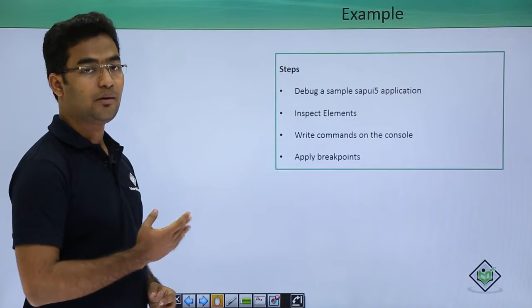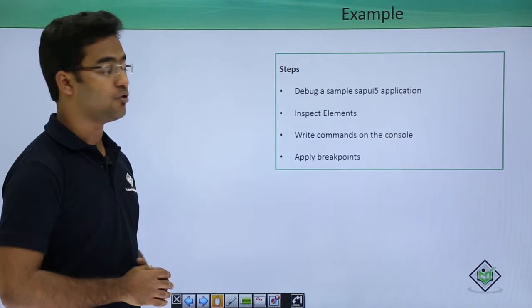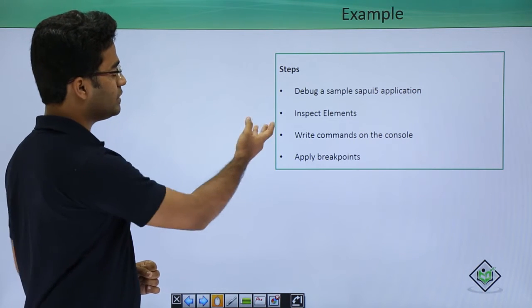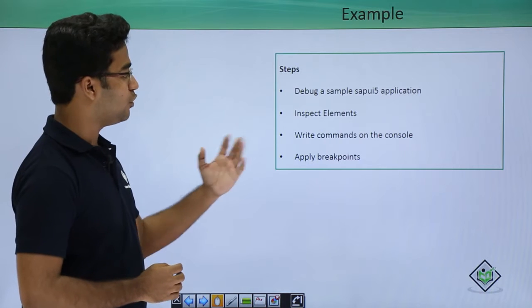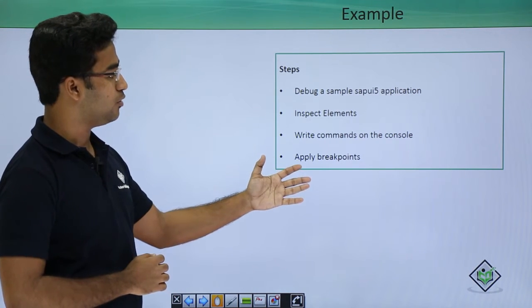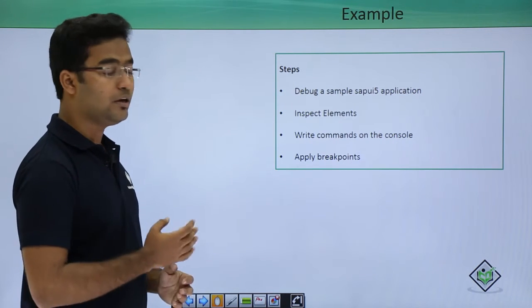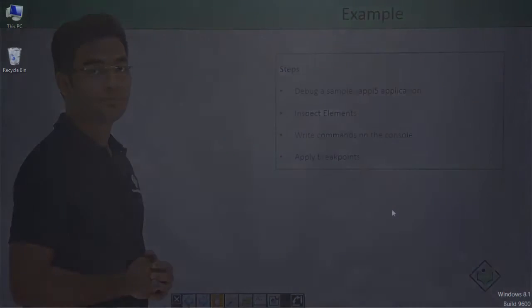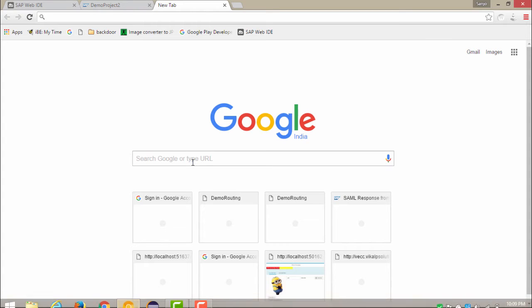Now we will see a practical example of how to debug a simple application in UI5. We will debug a particular SAP UI5 application, inspect particular elements, write commands on the console, and also apply breakpoints. You will see all these steps practically. Here we will be placing debugger in a simple SAP UI5 application. Let me show you the application that we will be working on.